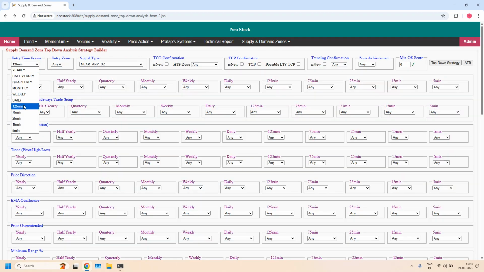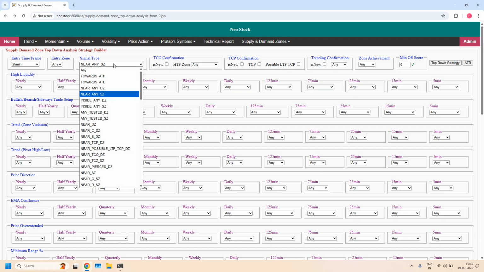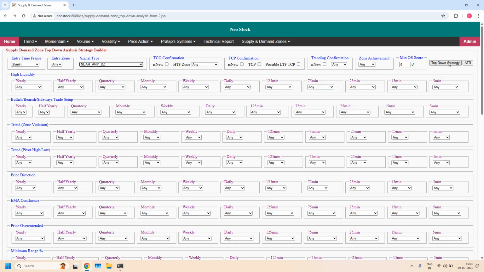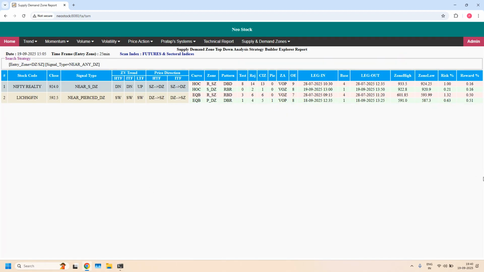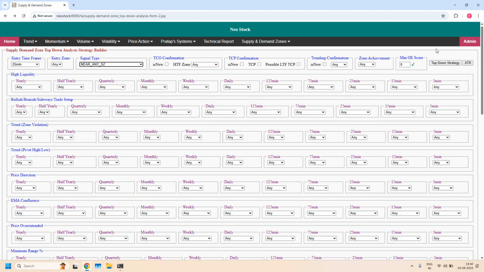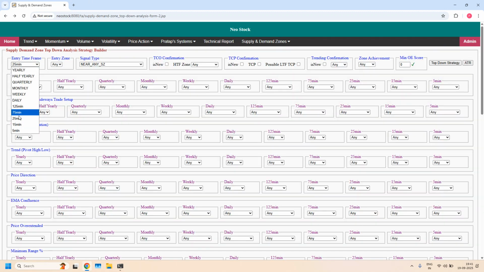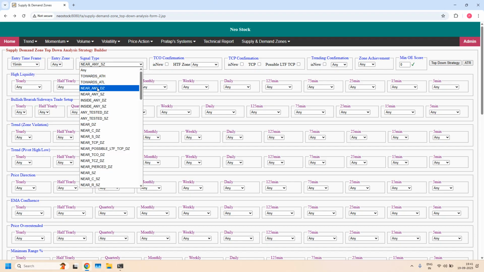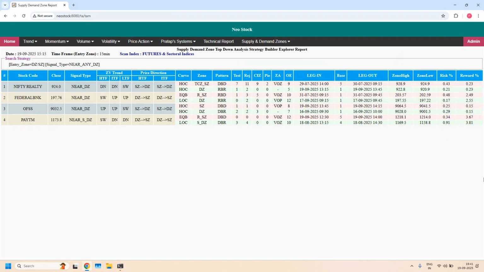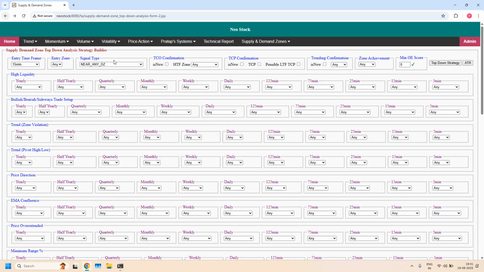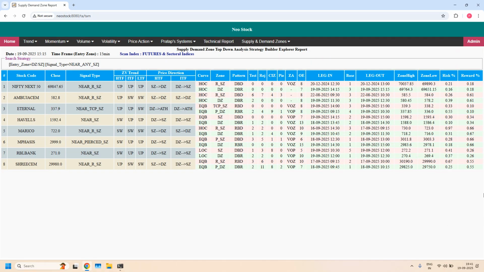Next time frame is 75 minutes already generated. So 25 minutes stocks near 25 minutes demand zone, we got 2 stocks. Next stocks near to the 25 minute supply zone, we got 10 stocks. Next time frame is 15 minutes, stocks near to the 15 minutes demand zone, we got 4 stocks. Next stocks near to the 15 minute supply zone, we got 8 stocks.